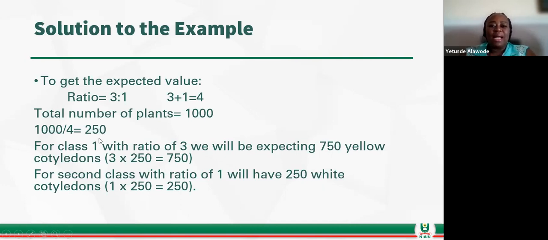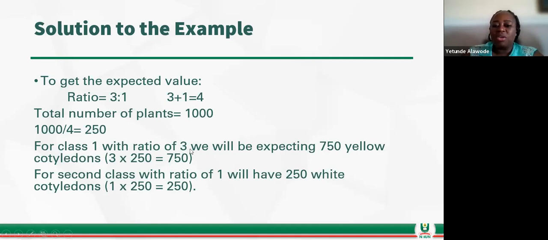So the first class now, you know, I said there are 2 classes. There's a class of 3, there's a class of 1. So for the first class, the ratio that we'll be expecting, you know, in the question, they have already given you your observed value. So this is your expected now that we are calculating. You will always calculate your expected; your observed will be given to you.